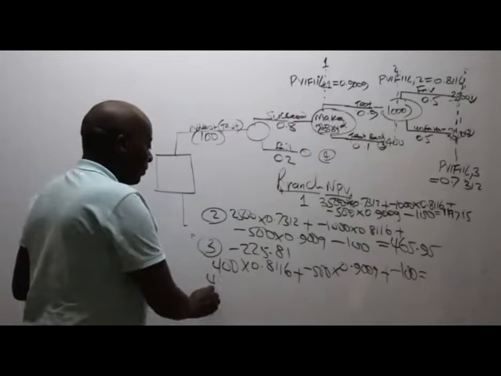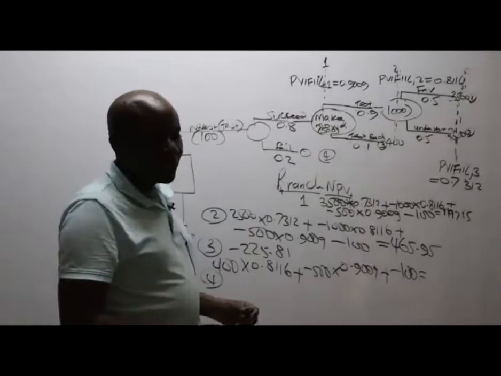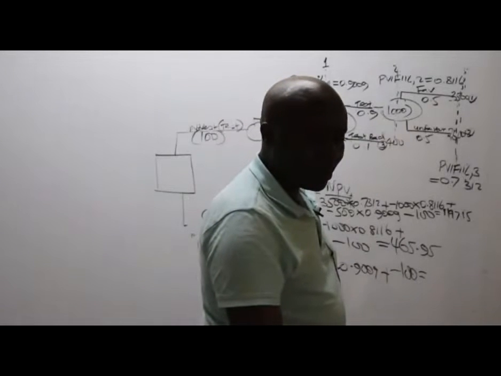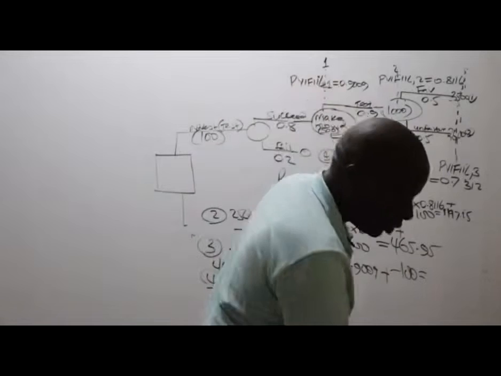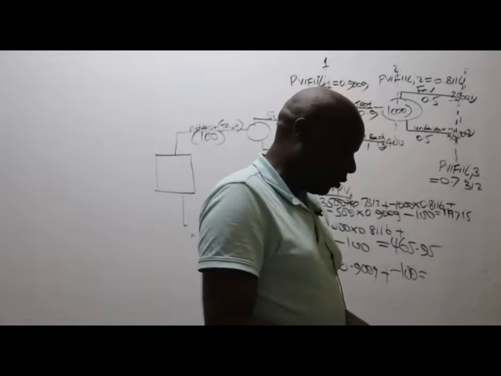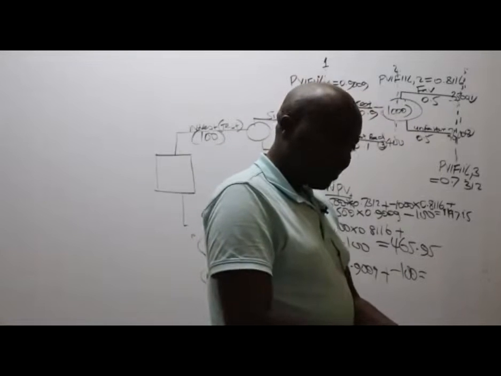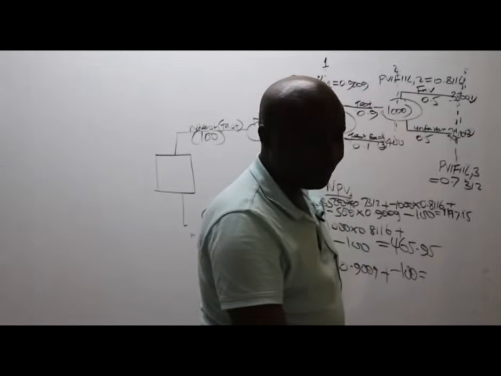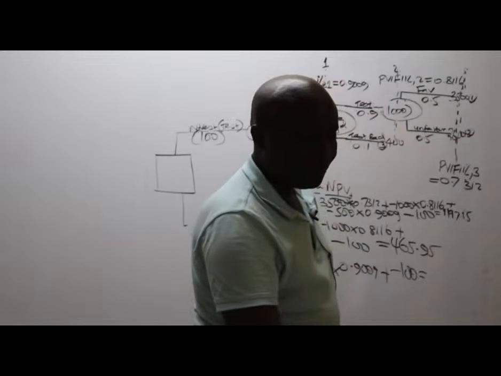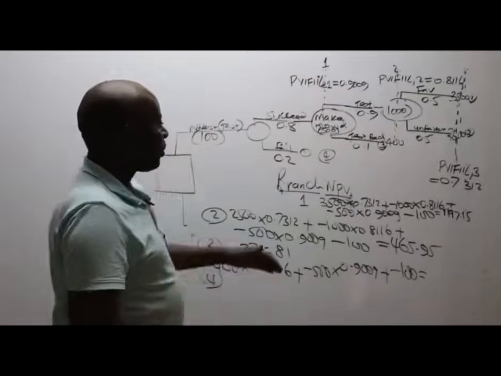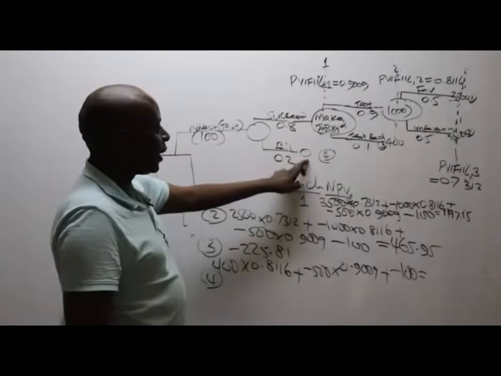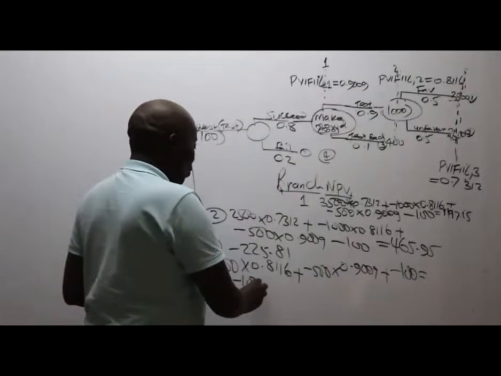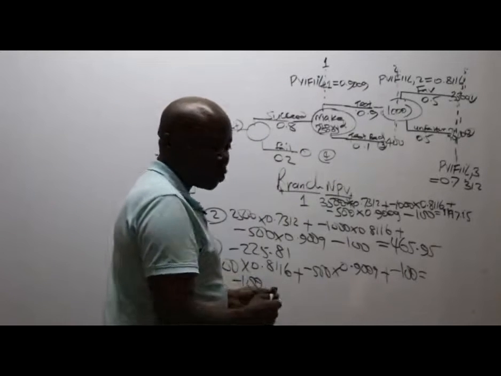And then you go to branch number 4. What do we have in branch number 4? Branch number 4 has no cash flow, 0, minus 100. So branch number 4 is minus 100. Thank you so much.